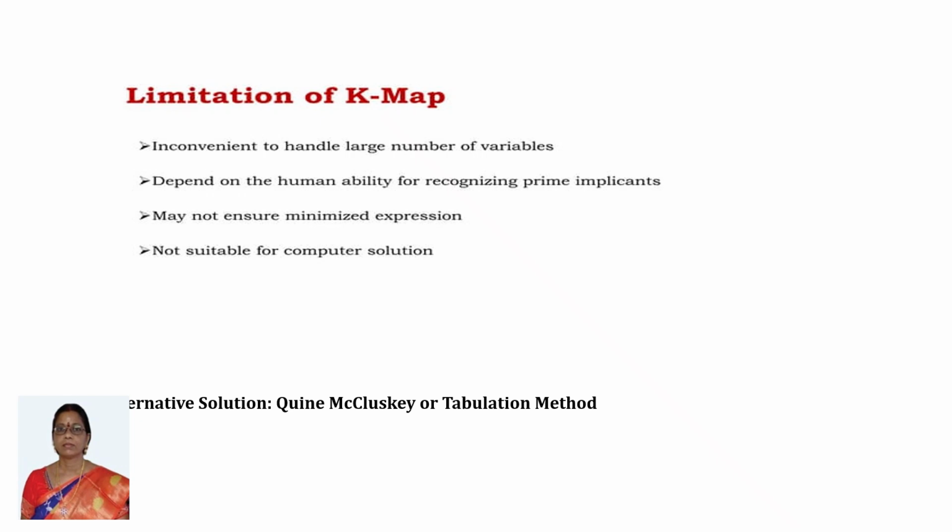Now we have discussed sample problems on how to reduce the Boolean expression using K-map. Even then it is simplified, you have some limitations of K-map. It is inconvenient to handle a large number of variables. You cannot draw so many squares for 6 variables and 7 variables. It also depends on human ability for recognizing the essential prime implicants, and it may not ensure a minimized expression, and it is not suitable for accurate computer solution.